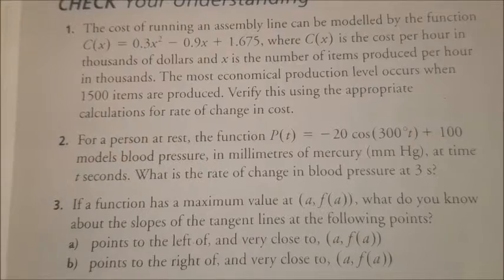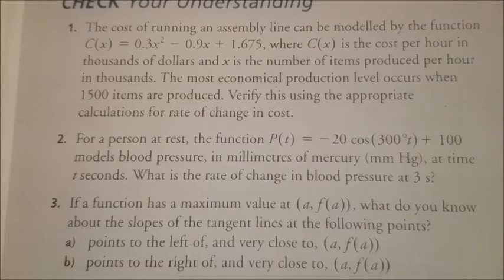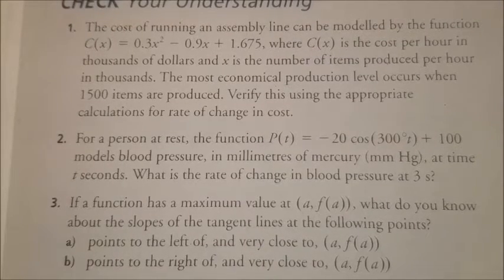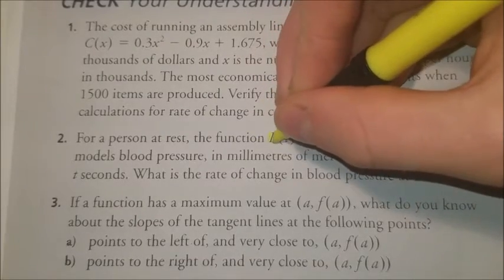My question was, for a person at rest, the function p(t) = -20 cos(300°t) + 100 models blood pressure in millimeters of mercury at time t seconds. What is the rate of change in blood pressure at 3 seconds?